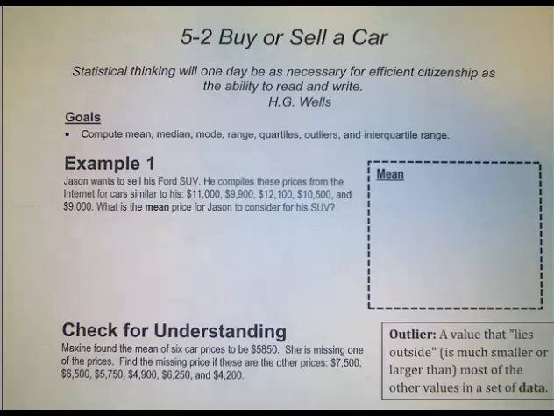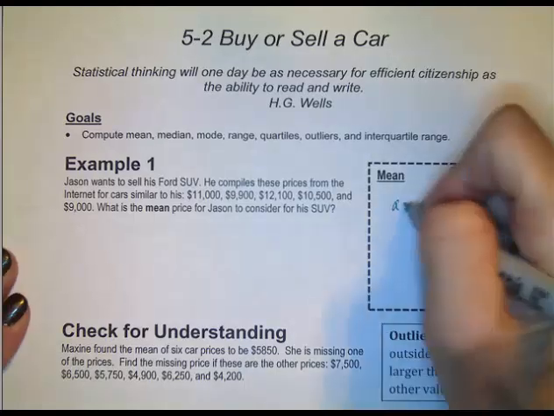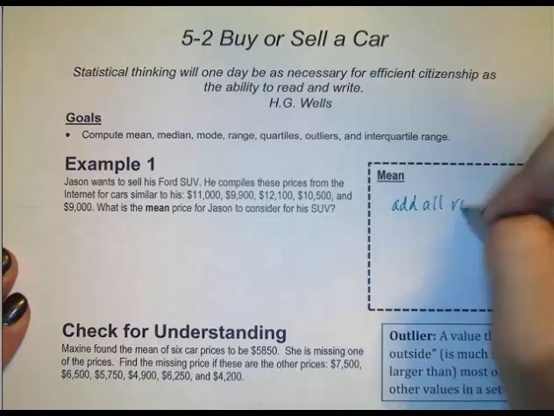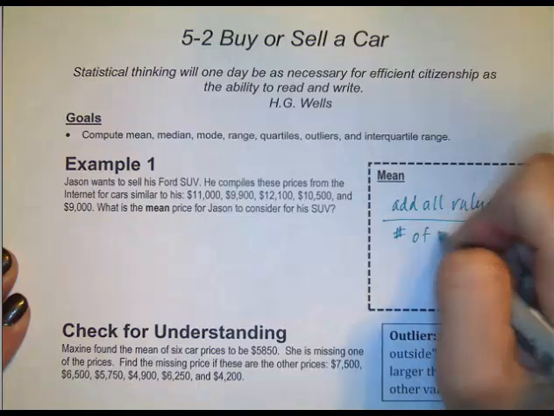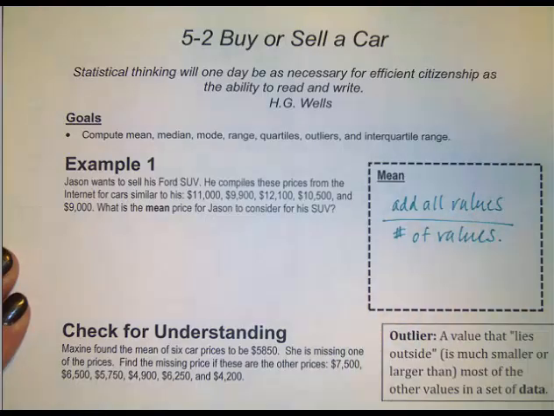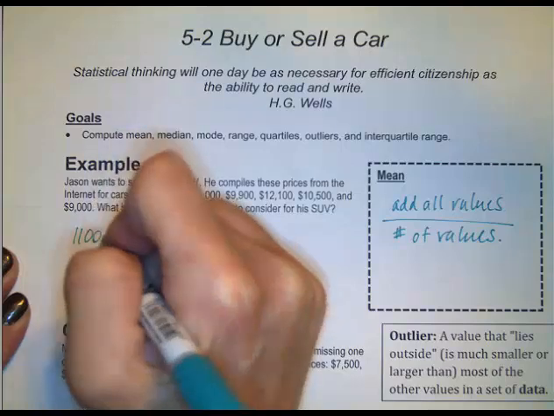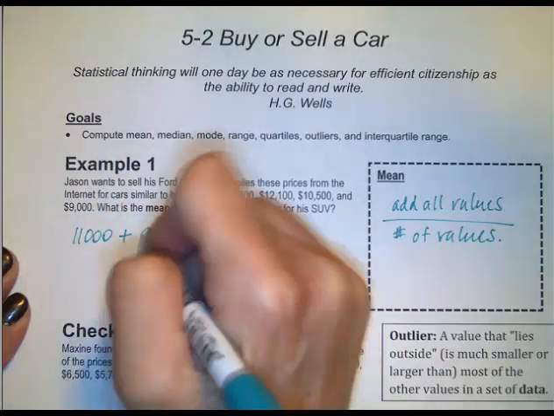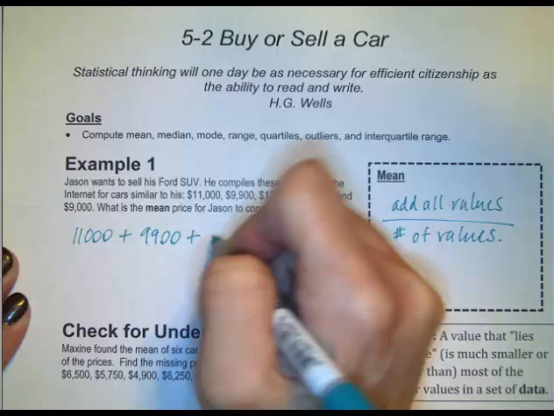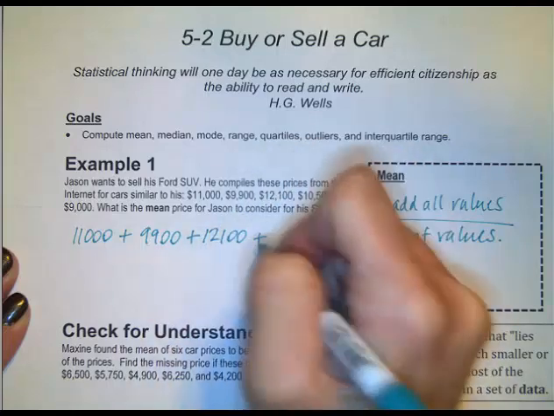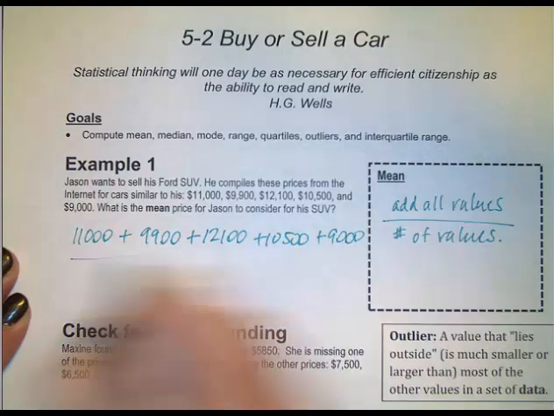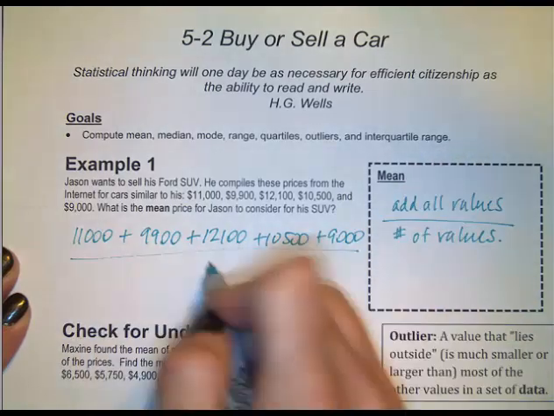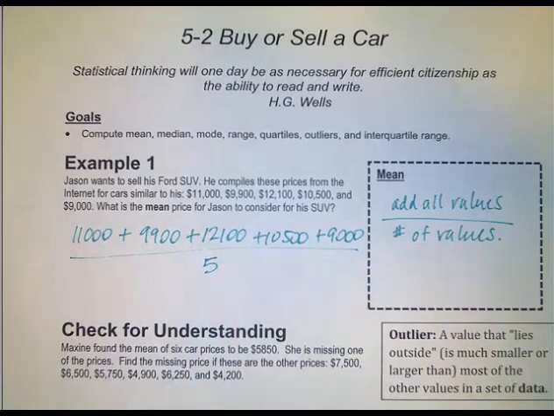So we have to remember, how do you find the mean? You add all values and divide by the number of values. So we're going to add the 11,000 plus the 9,900 plus the 12,100 plus the 10,500 plus the 9,000. We're going to divide by 5. So go ahead and grab your calculator.